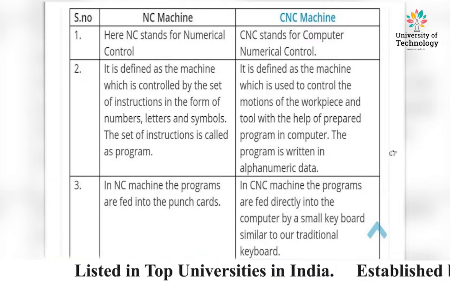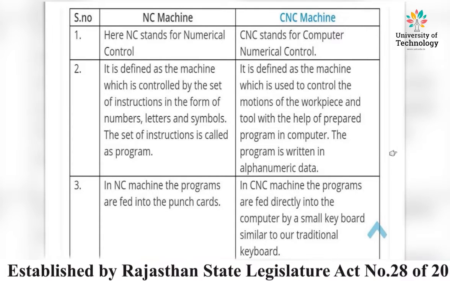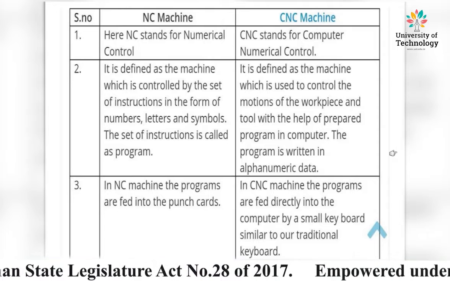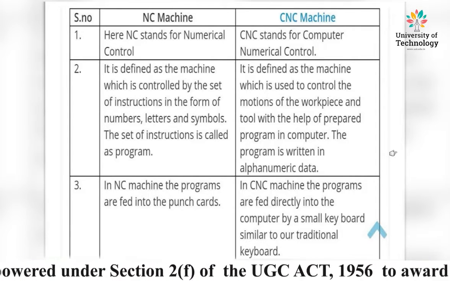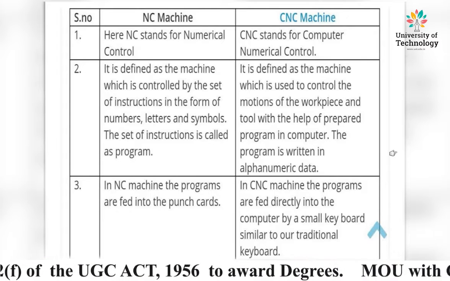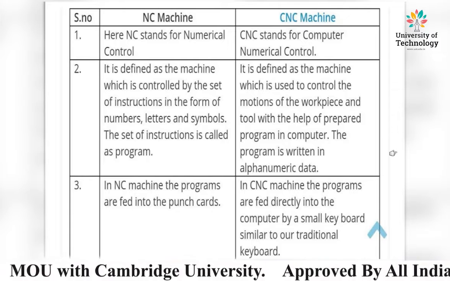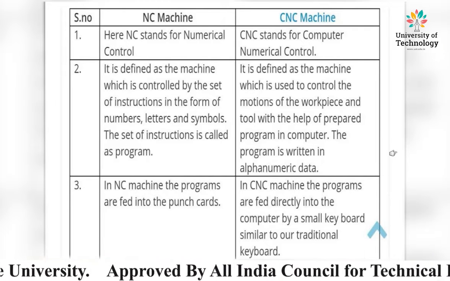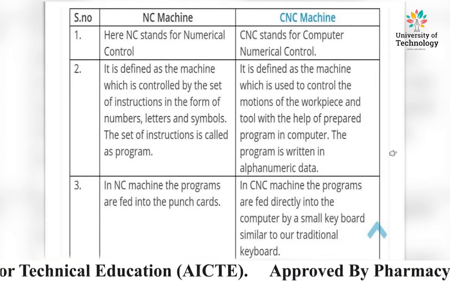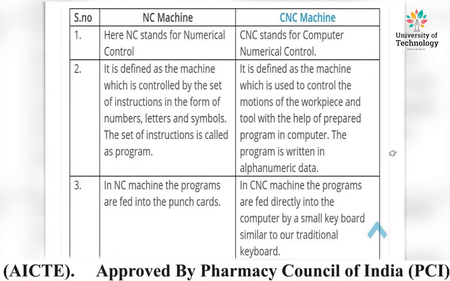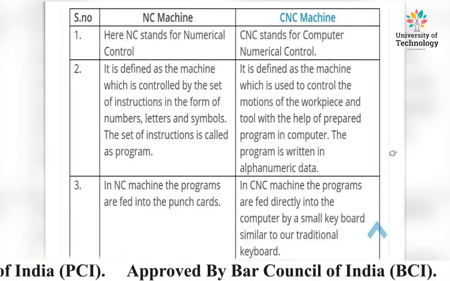CNC is defined as a machine used to control the motion of the workpiece and tool with the help of a prepared program in a computer. The program is written in alphanumeric data. A third difference: in NC machines the programs are fed through a punch card system, while in CNC machines the programs are fed directly into the computer by a small keyboard similar to our traditional keyboard.